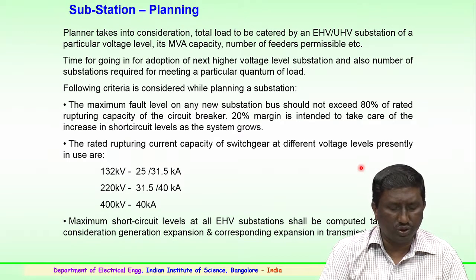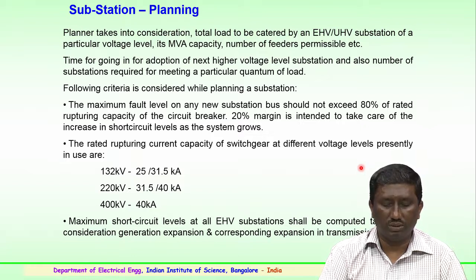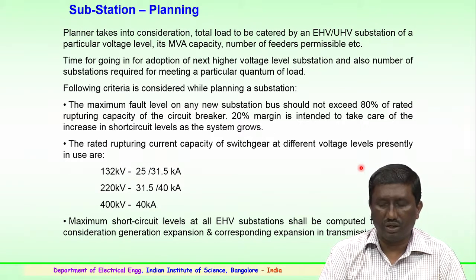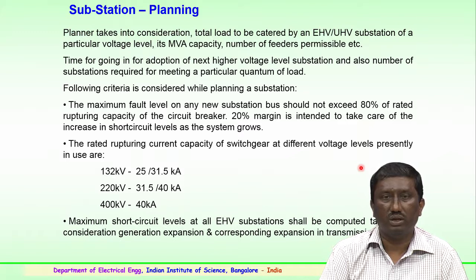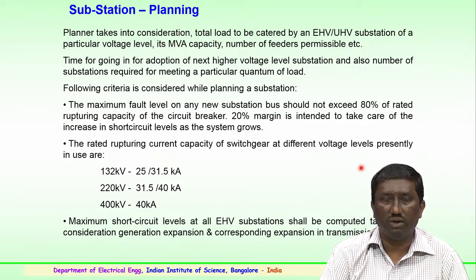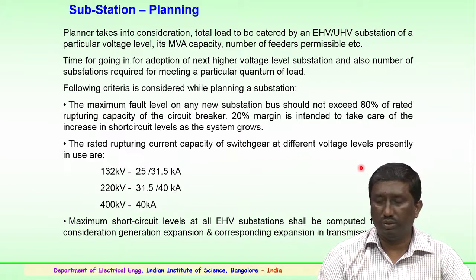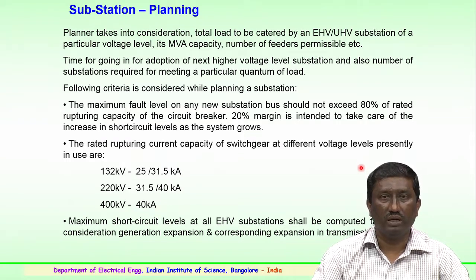So, maximum short circuit levels at all the extra high voltage and ultra high voltage substations shall be computed taking into consideration particularly the generation, the expansion in future and the corresponding expansion in the transmission network in the years to come. So, this is how the planning has to be coordinated and done.